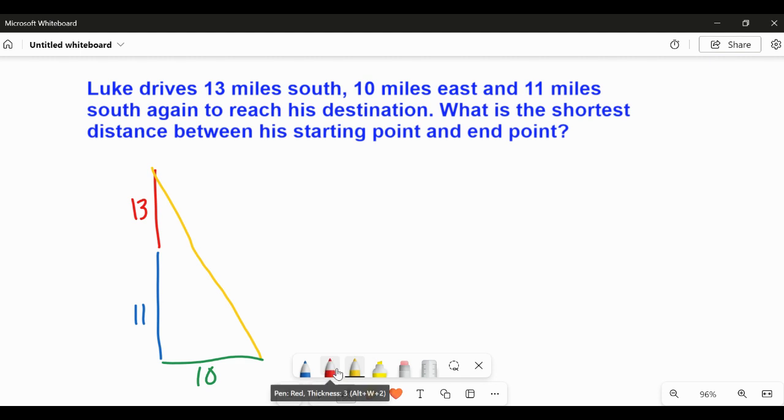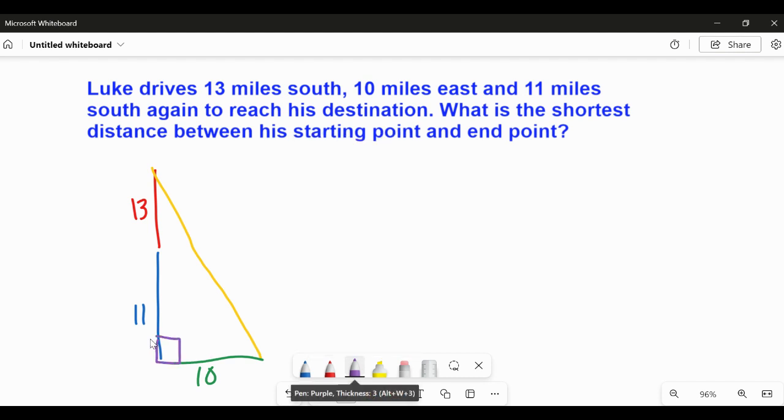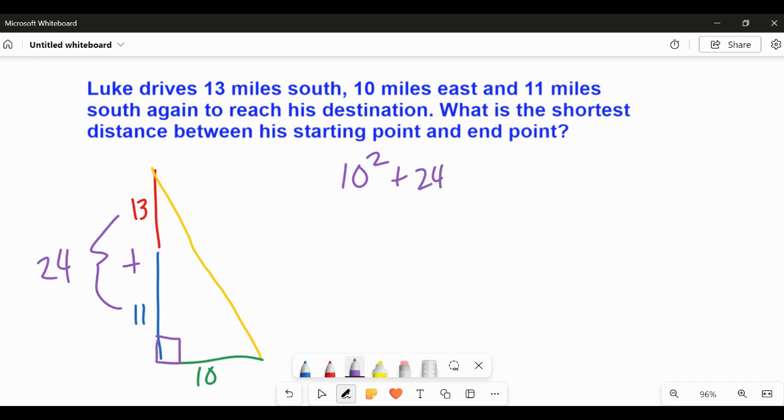So what am I going to do? Let me do this in purple. So I have my leg here is 10, right? Here's my right angle, right? 13 plus 11 is 24. Okay, so that's my other leg. So I have 10 squared plus 24 squared equals c squared.